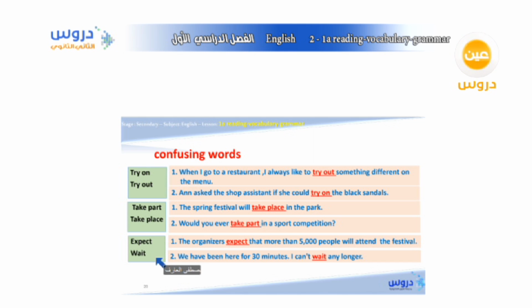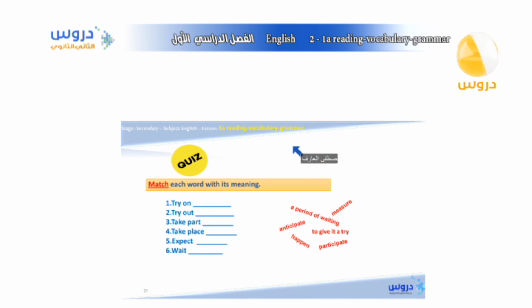And another couple of words is expect and wait. There's a really big difference here. Expect: the organizers expect that more than 5,000 people will attend the festival. So they predict, they think, they assume that there will be 5,000 people at the festival. And wait: we have been here for 30 minutes. I can't wait. I can't stop and wait anymore. So there are really some slight differences between every pair of words.